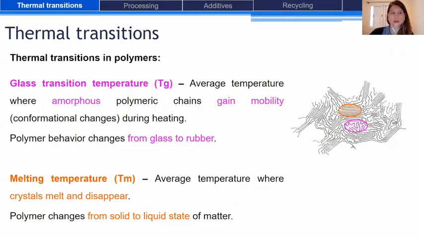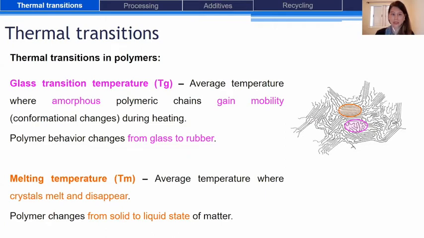Now let's introduce the thermal transitions in polymers. There are two thermal transitions. The first one is the glass transition temperature. The notation is Tg. It is the average temperature where amorphous polymeric chains, or the portion of the chains that are in amorphous domains, gain mobility during heating. Below this glass transition temperature, the chains are frozen.